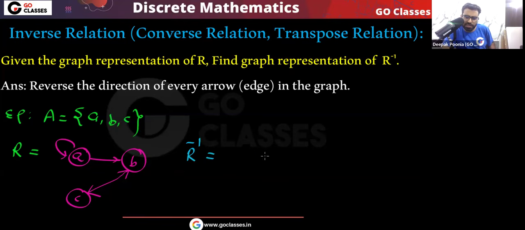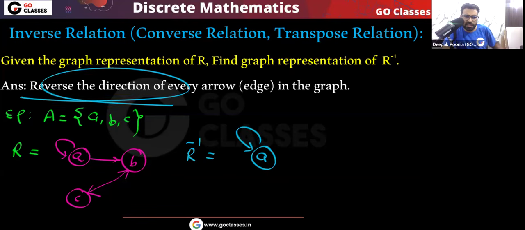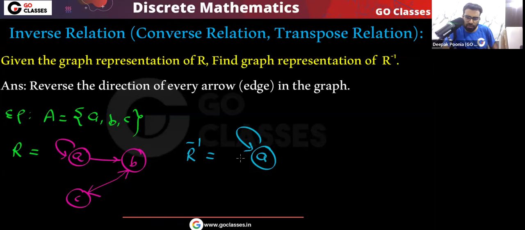Here you can see A is related to A, so in R inverse also A will be related to A. We are reversing the direction of every arrow, so the self loop again will become a self loop. Here A is related to B, so in R inverse, B will be related to A. So you can see we are reversing the direction of every edge. Here the edge is from A to B, so in R inverse the edge will be from B to A.